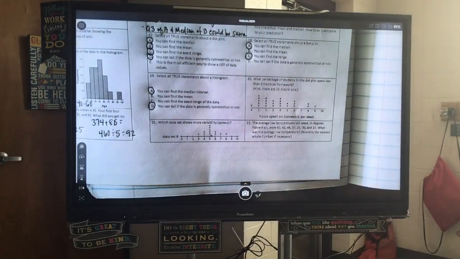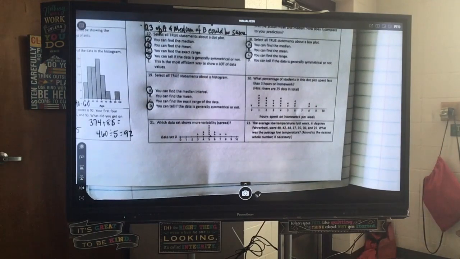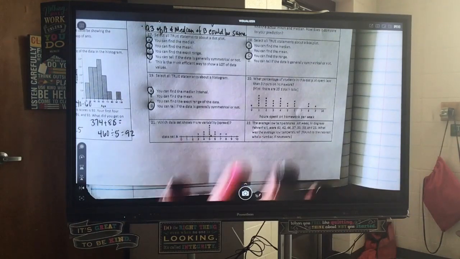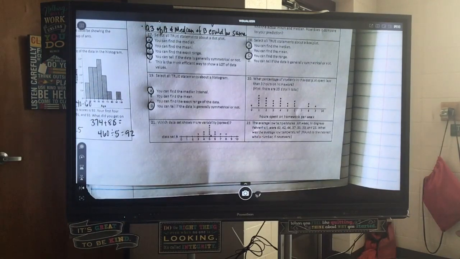Alright, number 20, it says what percentage of students in the dot plot spent less than 3 hours on homework? Which means, are we including the dots on 3 or no? No, we are not. It tells us that there are 25 dots in total. So how many dots are from 2 and below? Start with that. Raise your hand and tell me.